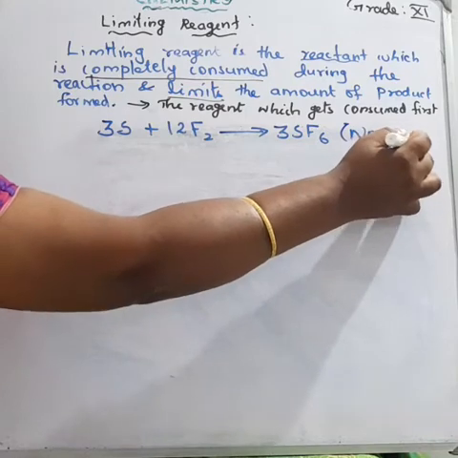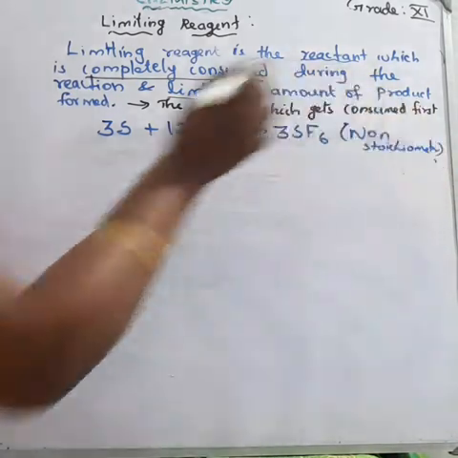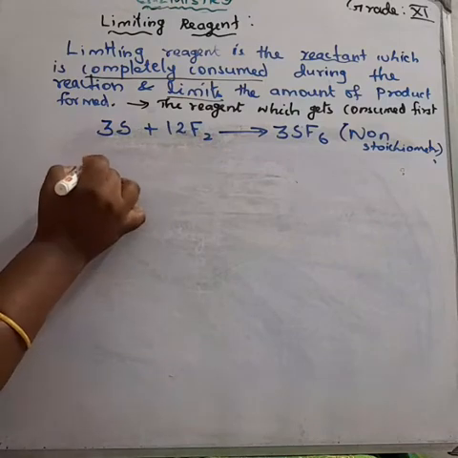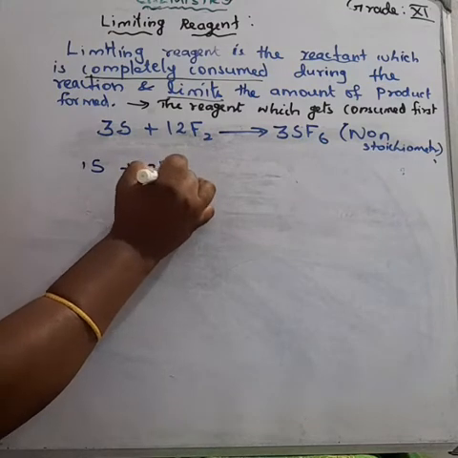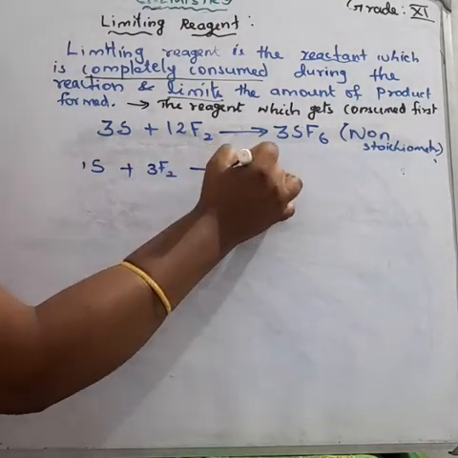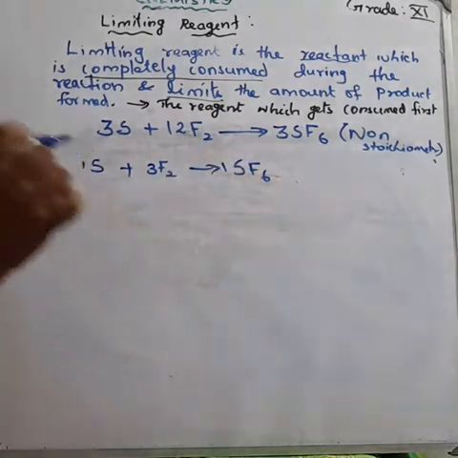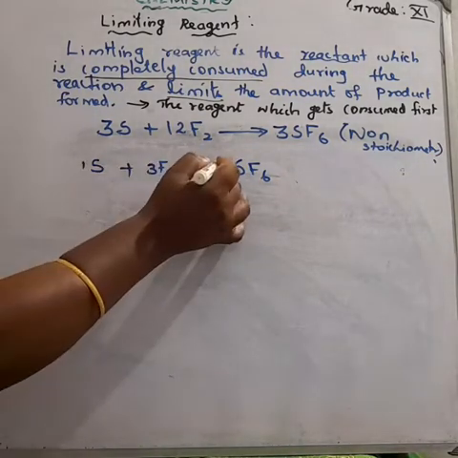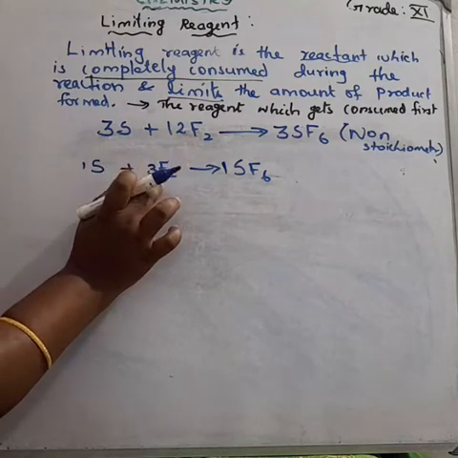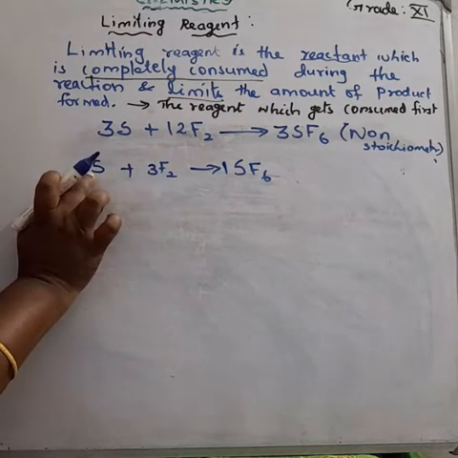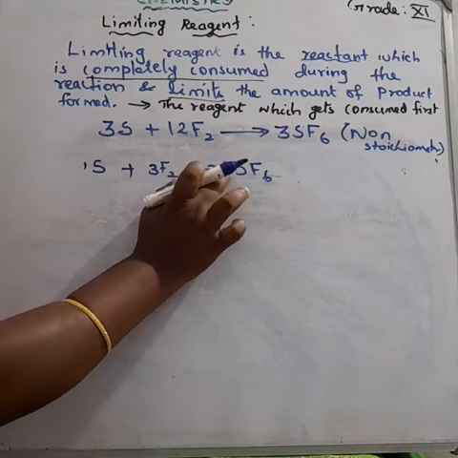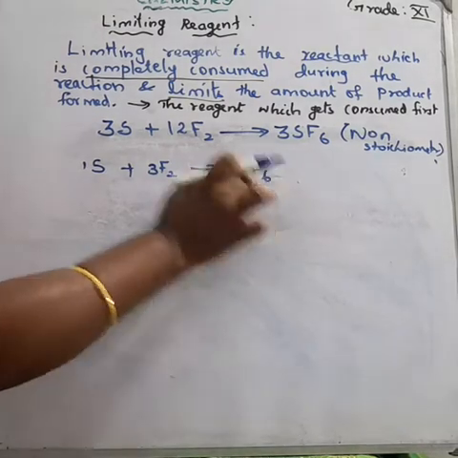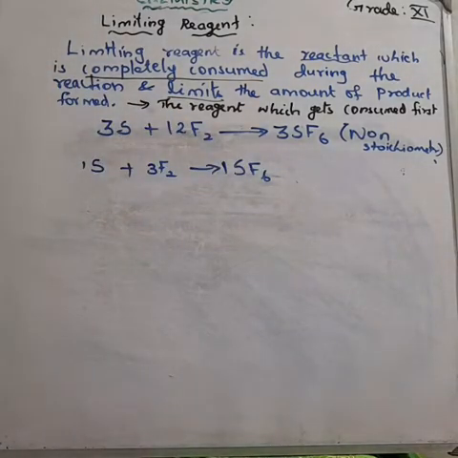So the balanced equation for the reaction is: 1 mole of sulfur reacts with 3 moles of fluorine. We get 1 mole of sulfur hexafluoride. Understood? So 1 mole of sulfur reacts with 3 moles of fluorine. So sulfur 1 mole, fluorine how many moles? 3 moles. We get 1 mole of sulfur hexafluoride. So this is the balanced chemical equation.